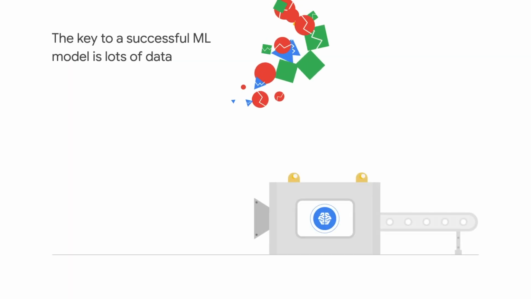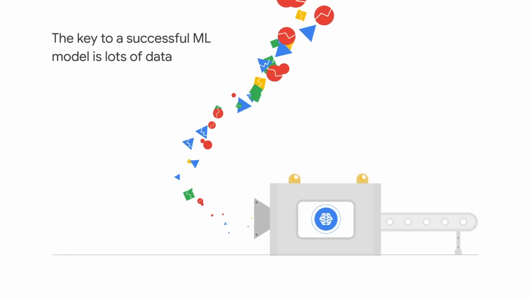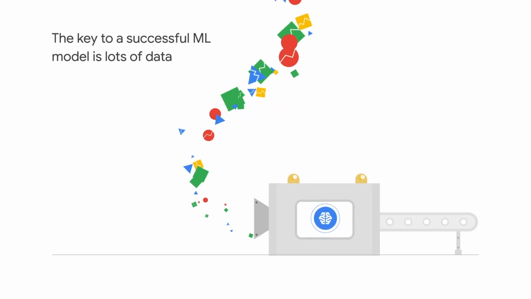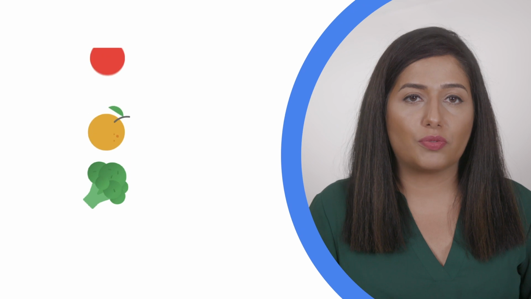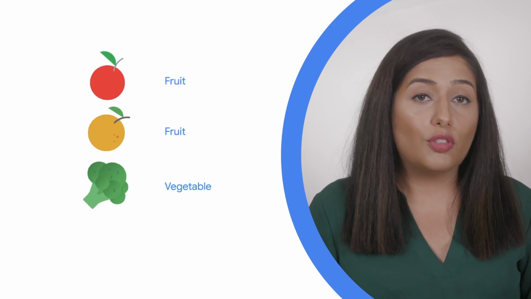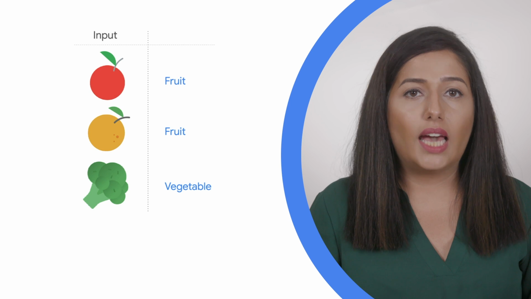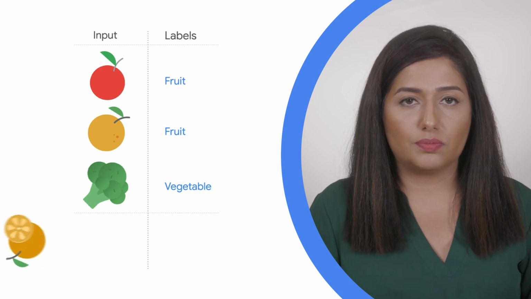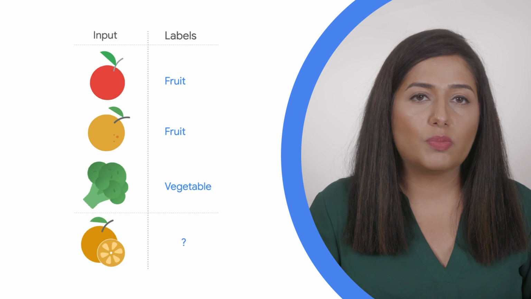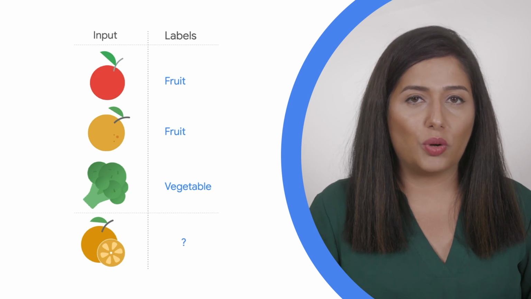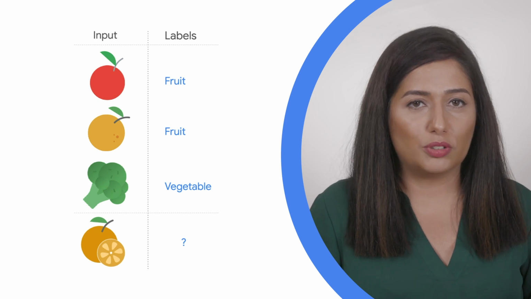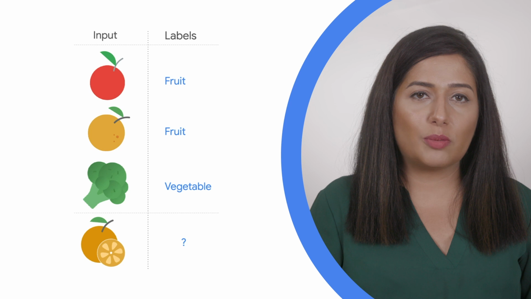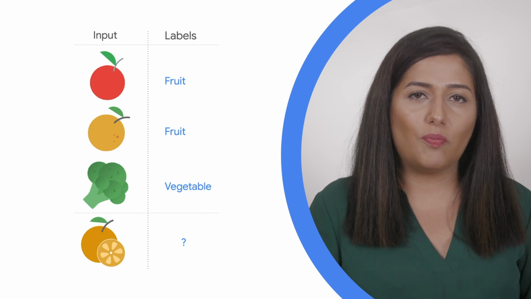Now, the key to making a successful ML model is lots of examples. For regression and classification ML problems specifically, you need lots of labeled data. Let me explain. Suppose I have several photos of fruits and vegetables. The photos are the input data, and the labels are either fruit or vegetable. If I want to use machine learning to automatically label a new photo as fruit or vegetable, I'll need to train my model using photos that have already been labeled. Alright, that was a simple classification problem. Let's look at a more realistic one.